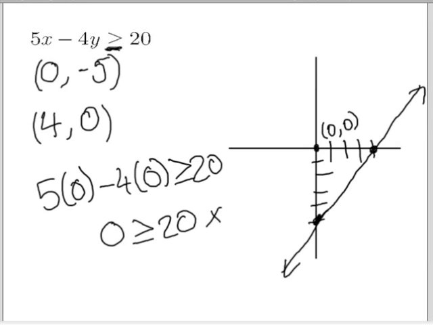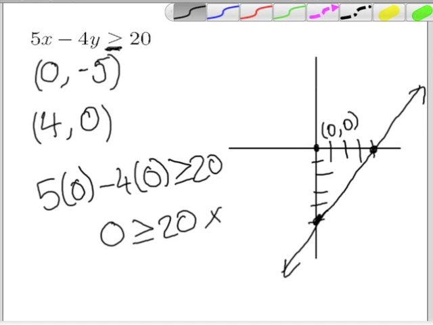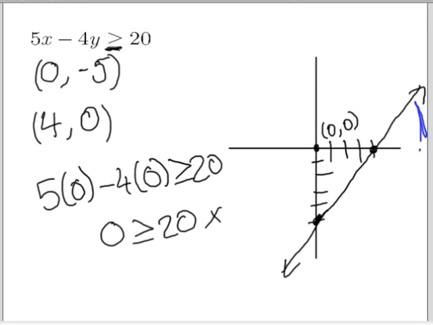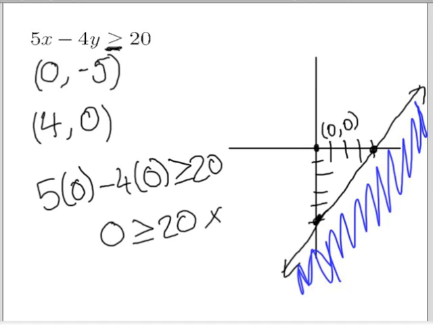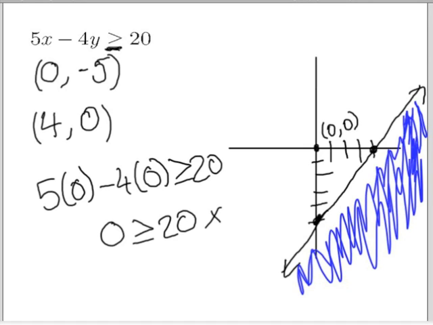This is incorrect, so we do not shade the side that has 0, 0 on it as a point. So we will graph away from 0, 0, or everything in this direction. Notice we did not graph the area with 0, 0 contained within. So we get a picture that should look like the one on the screen.